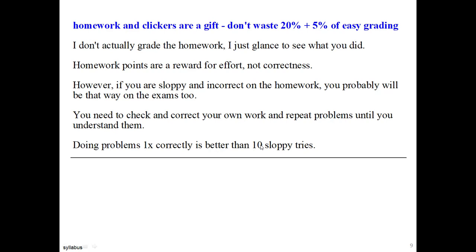I've seen some people just slopping through this stuff, and that's not going to help you because you're not really seeing how to do it correctly. So one time correctly is good, but you really need to also repeat and check your work.